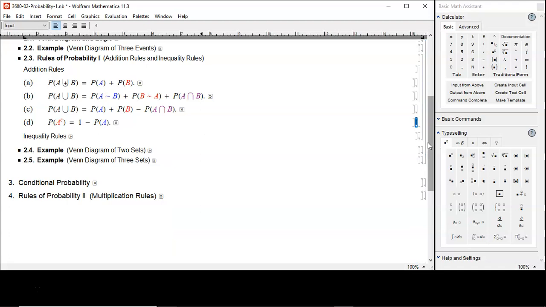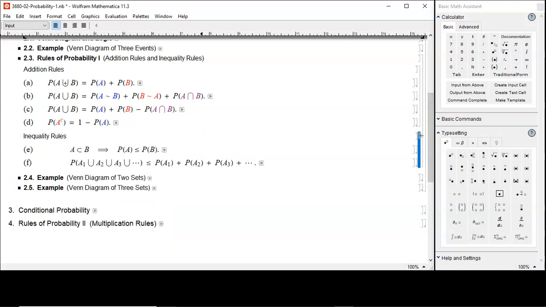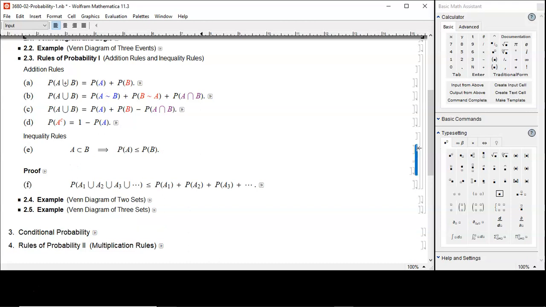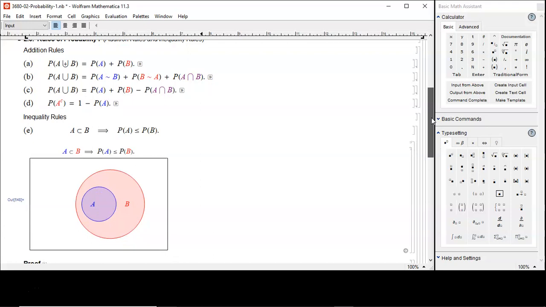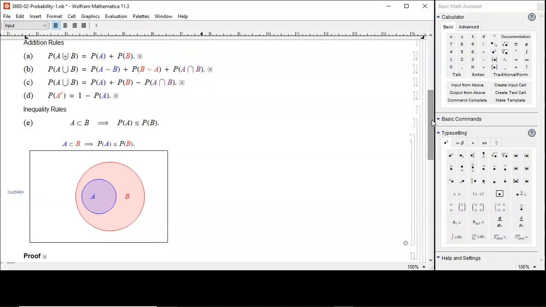Okay, so much for addition rules, and here are inequality rules. If A is a subset of B, then the probability of B is greater than or equal to the probability of A, as you can see in this Venn diagram. Pretty clear, isn't it? But it turns out the proof is not that clear. Actually, excuse me, it's clear, but not that easy to understand. We'll do that in a separate video.